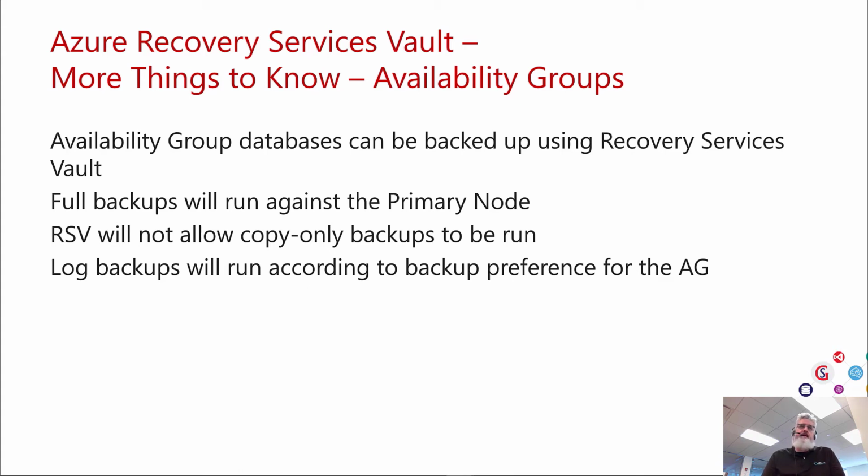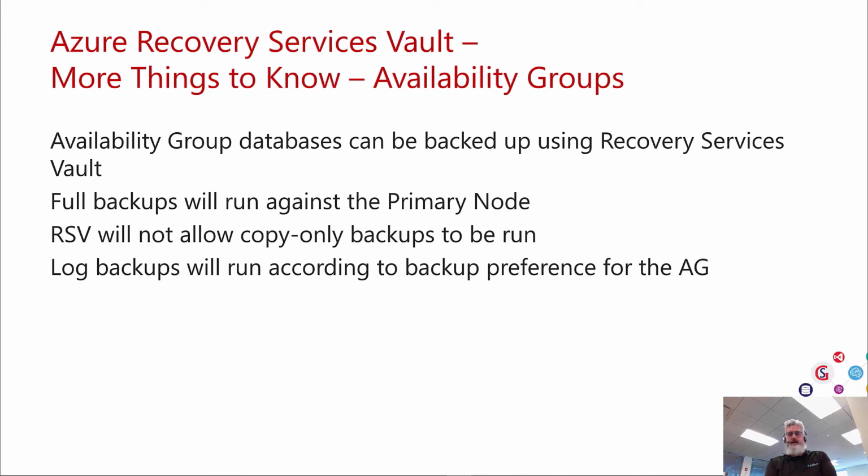So just keep that in mind if you are backing up availability group databases, that those full backups are always going to run against your primary. And then to make it a little more complicated is the log backups will run according to that backup preference. So in the case of the AG where I have the backup preference set to secondary only, my fulls are going to run against my primary, but all of my logs will run against the secondary, which should be valid because if the availability group is healthy, all of that transactional activity is going to move from primary to secondary.